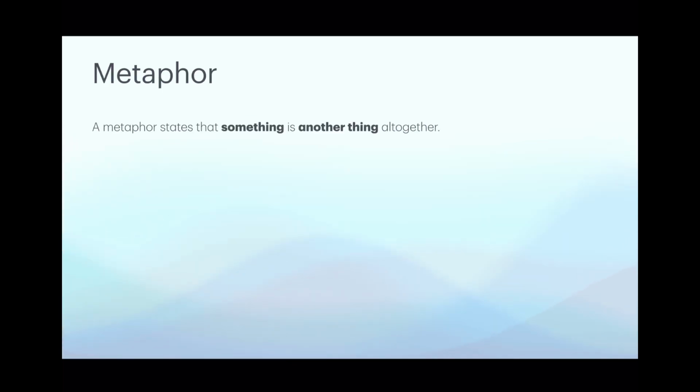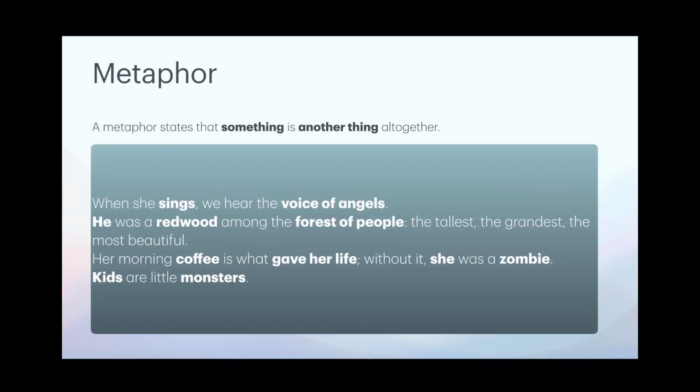A metaphor is a little bit trickier because a metaphor states that something is another thing altogether. So you're not comparing two things with as or like. You're saying that one thing is something else. Let's see the examples. When she sings, we hear the voice of angels. Her singing voice is the voice of angels.